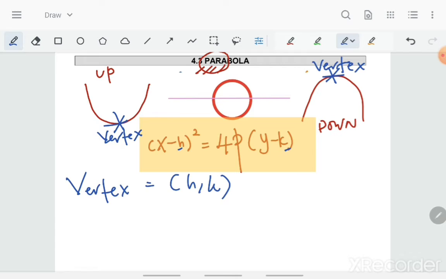That's good. Next, I would like to discuss the axis of symmetry. This is the axis of symmetry. It cuts through the vertex and must cut symmetrically.